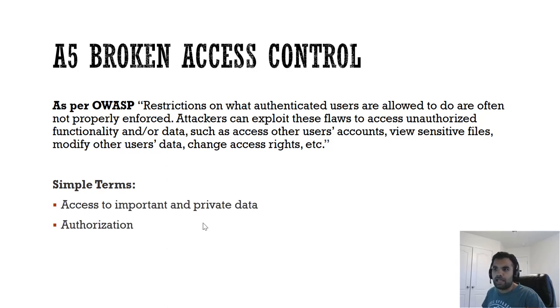Broken access control is when someone wants unauthorized access to important and private data, which is very restricted and controlled, not publicly available, and which X, Y, and Z person is not authorized to access. So that is the problem here. That's what the name of the control means: broken access control. So you have the access control, but it is broken. Now, this is not an authentication issue.